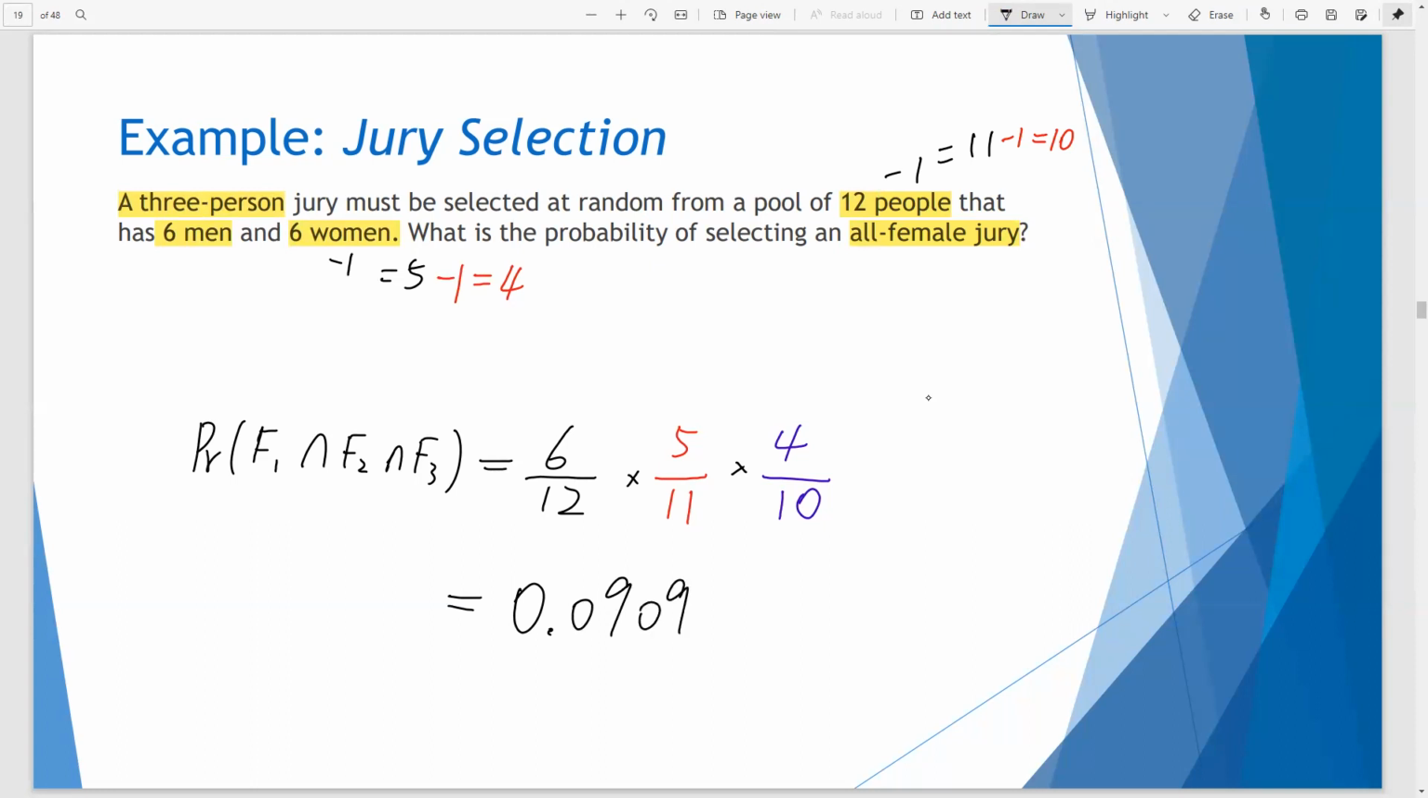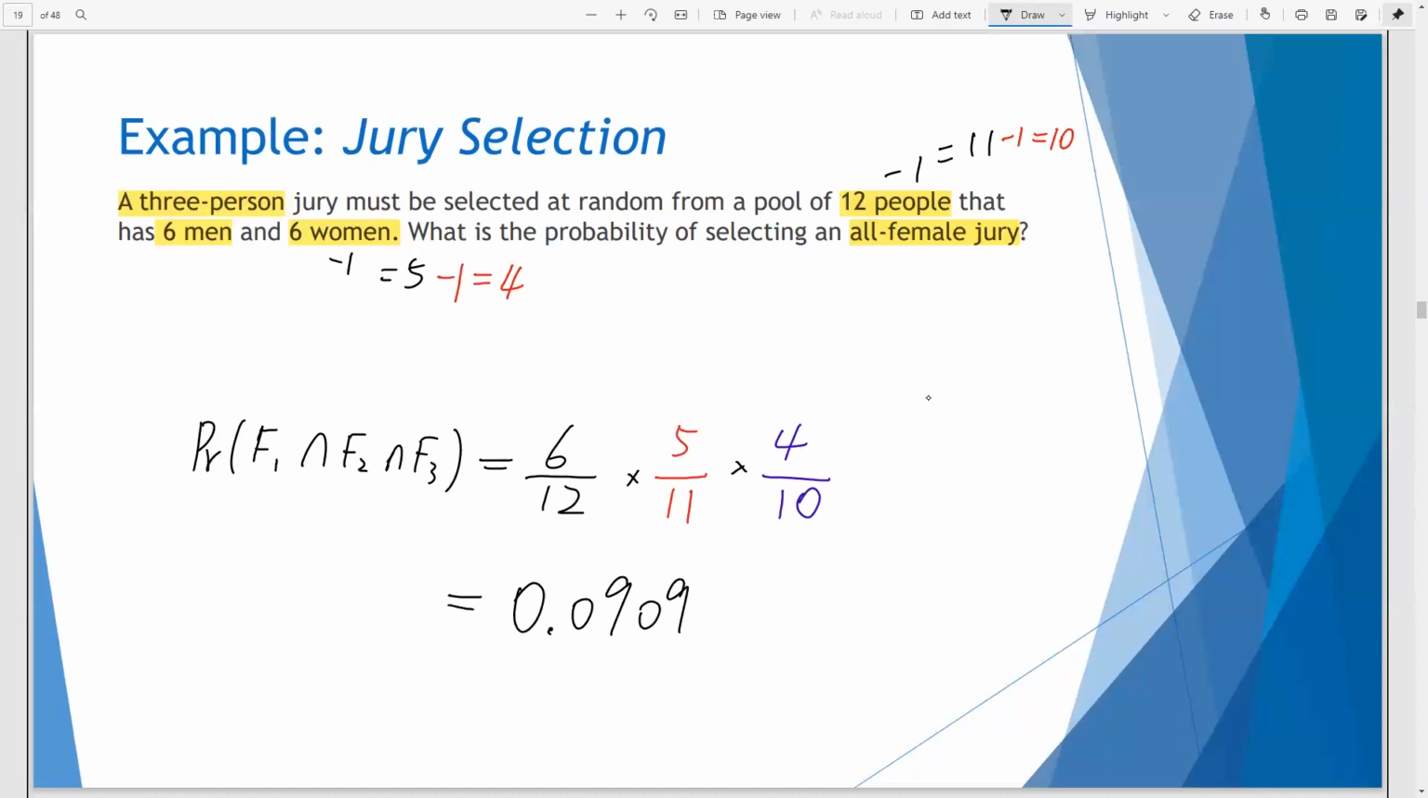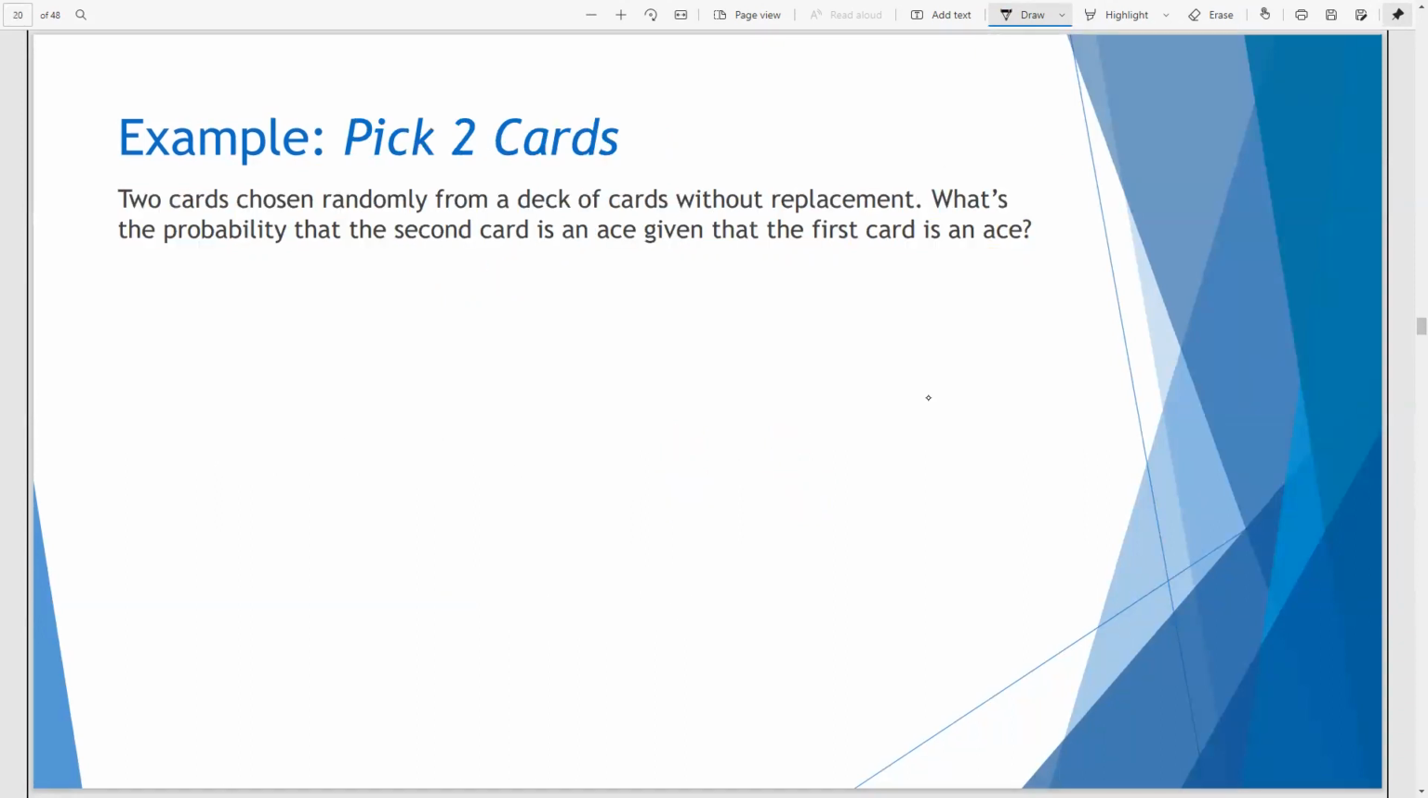Right? Only a very low percent to get an all female jury. An all men jury will be the same, since they have the same amount of men. Okay. Right, so that's about the jury. So step by step, it makes sense, I believe. Then it's getting a little harder, right?